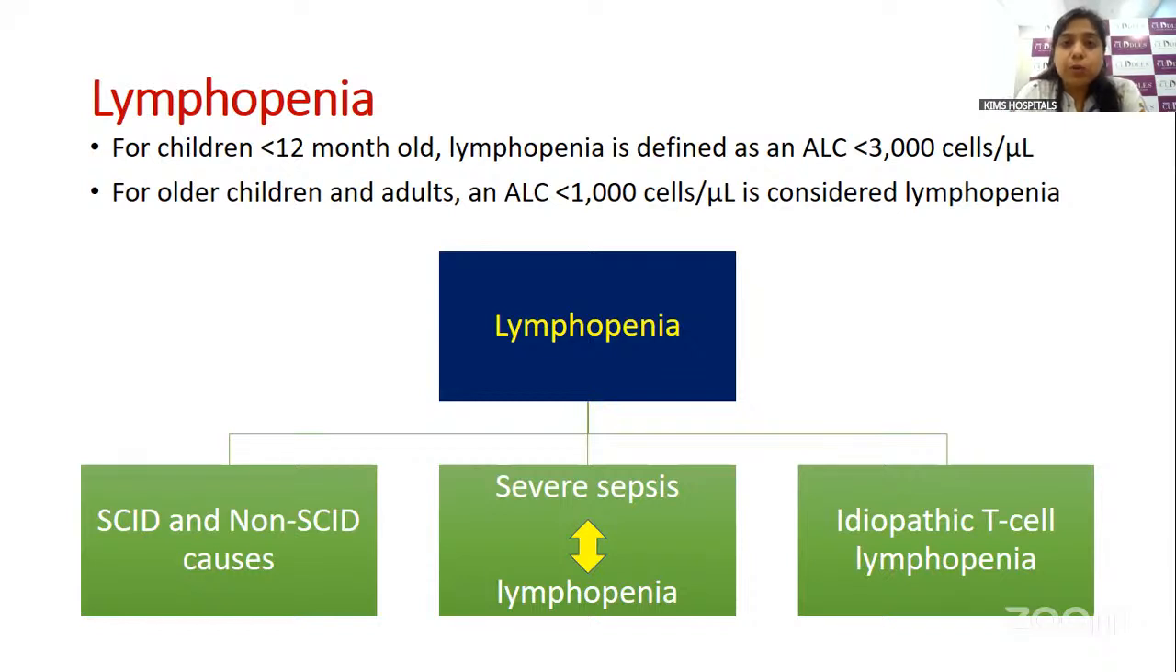So we have to keep watch so that we can pick up SCID or combined immunodeficiency at an earlier age, before they have multiple infections, so that the quality of life will improve. We can prevent the child from mortality, and the morbidity can be better.